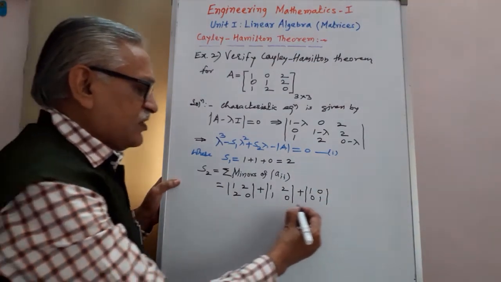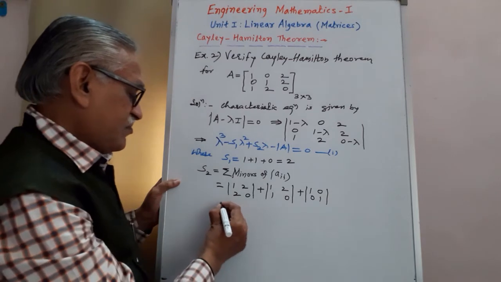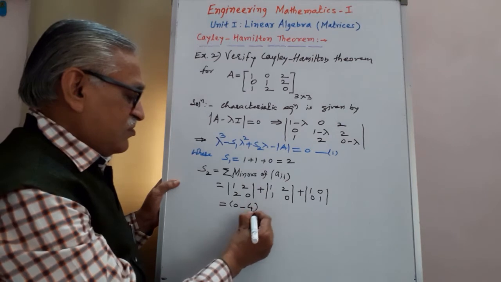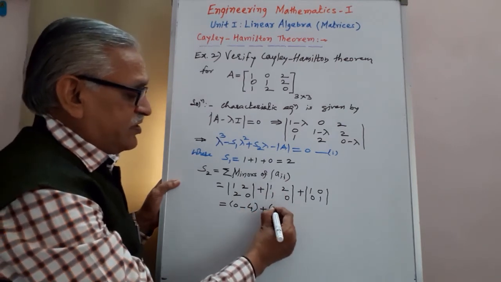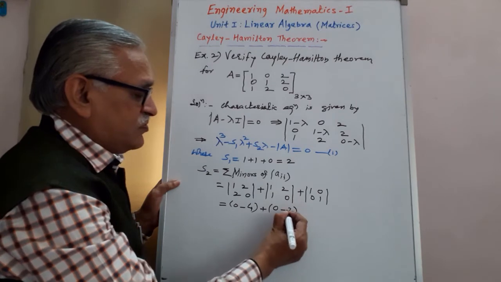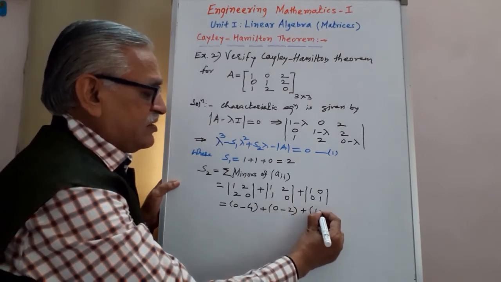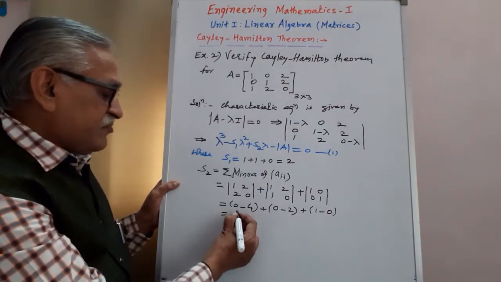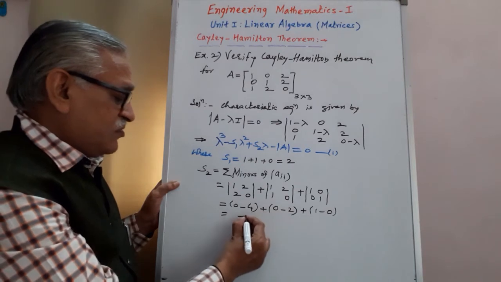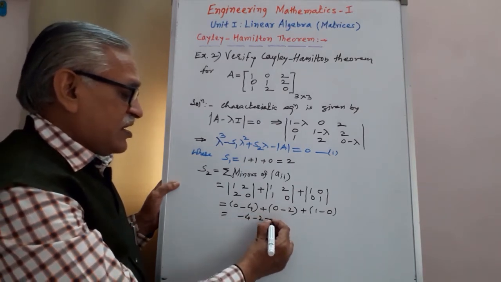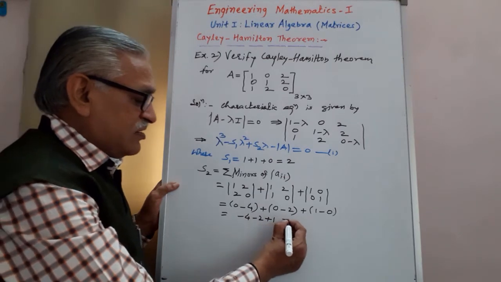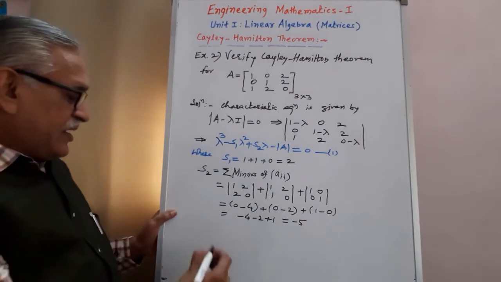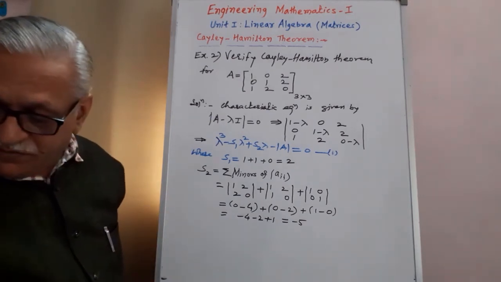And therefore, it is equal to: that product is 0 minus 2 into 2, that is minus 4; 1 into 0, 0 minus 2, that is minus 2; and plus 1 minus 0, that is plus 1. So minus 4 minus 2 plus 1, minus 6 plus 1, we get that value as minus 5. And then we find the determinant of A.